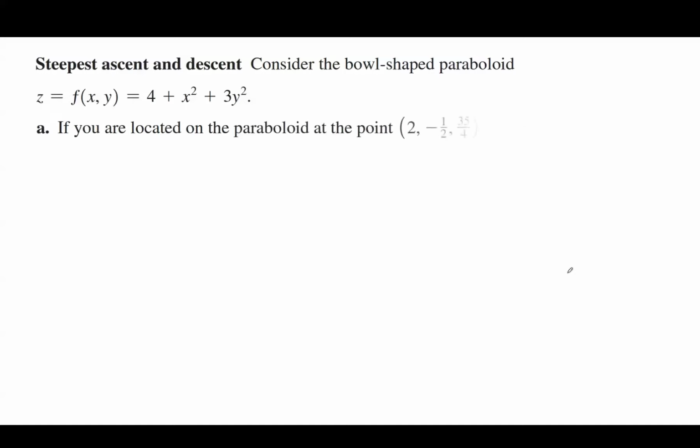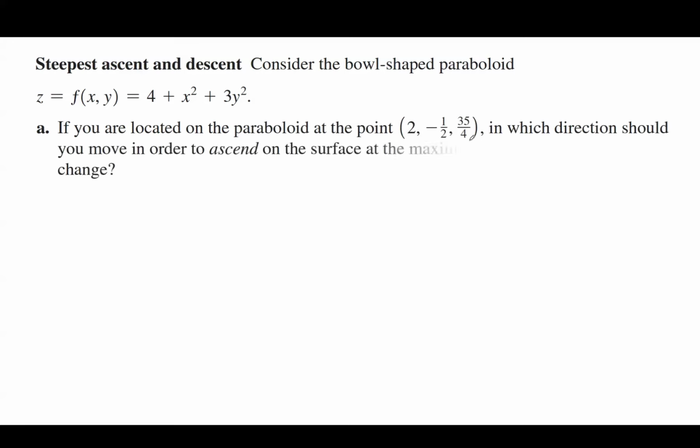Let's go over another example for you. Steepest ascent and descent. Consider the bowl-shaped paraboloid z equals 4 plus x squared plus 3y squared. If you are located on the paraboloid at the point 2, -1/2, and 35/4, in which direction should you move in order to ascend on the surface at the maximum rate of change? What is the rate of change there?